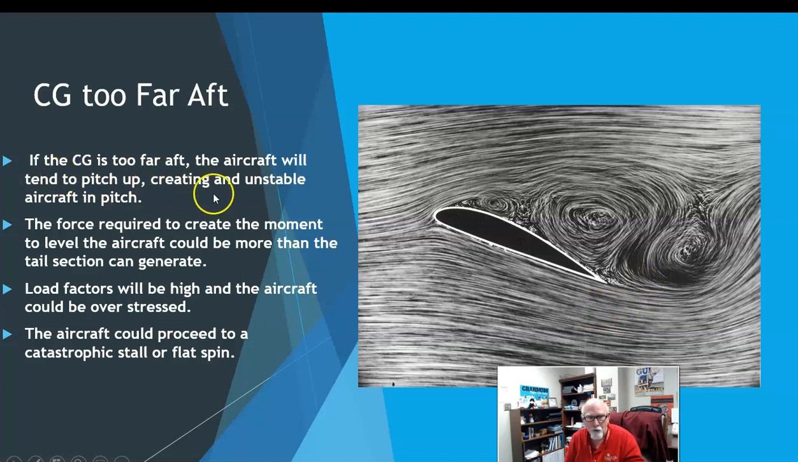So if the CG is too far aft, the aircraft will tend to pitch up, creating an unstable aircraft in the pitch mode. And then the force required to create the moment to level the aircraft could be more than the tail section could generate through the elevators. Load factor will be high, and the aircraft could be overstressed, and then the aircraft could proceed to a catastrophic stall or a flat spin.